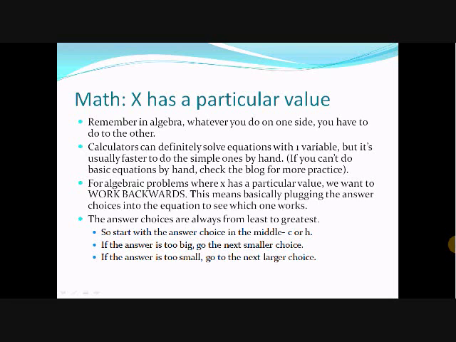And remember, the answer choices are always from least to greatest, with answer choice C or answer choice H being the middle value. And if you plug in C and the answer is too big, go to the next smaller choice, which would be to the left. Or if the answer is too small, go to the next larger choice, which will be to the right.